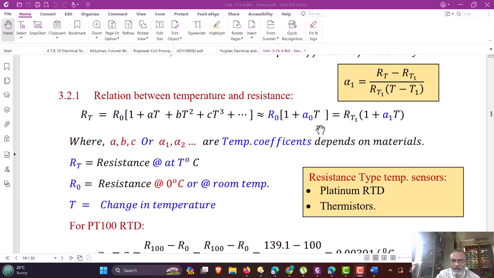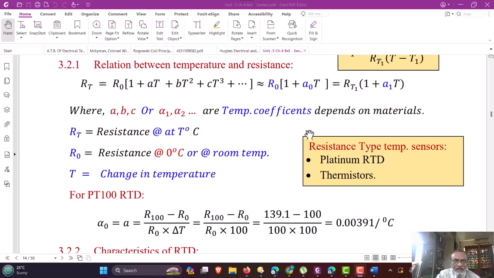Whereas alpha is a temperature coefficient. From this expression, alpha is defined as alpha is equal to RT minus RT1 divided by RT1 into delta T, that is T minus T1. If you are using 0 degree as a reference, then RT1 will be replaced by R0.